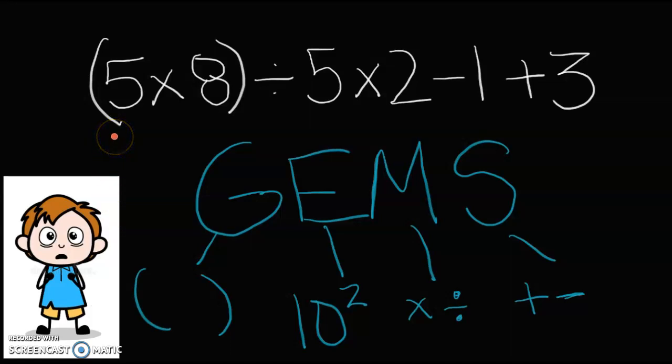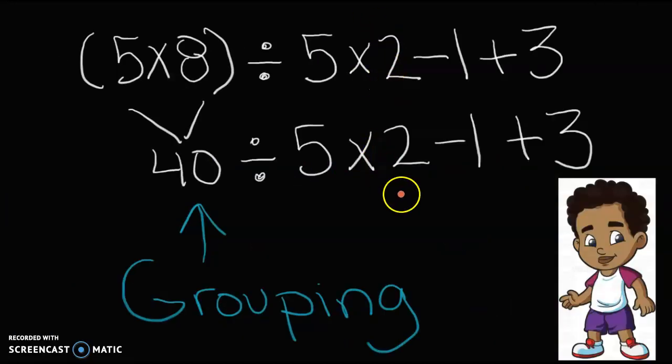All right, so let's go ahead and look at this equation. 5 times 8 divided by 5 multiplied by 2, subtract 1, and add 3. I know it looks pretty tough, but if we use this acronym of GEMS, we can do it because we're going to do our grouping first, our exponent second, our multiplication or divide, and then followed by addition or subtraction. All right, see, now that I've said that, I feel like you're feeling a little bit better. So let's take a look.